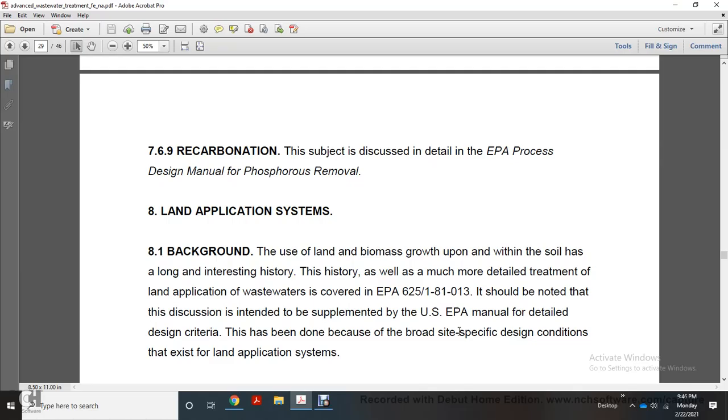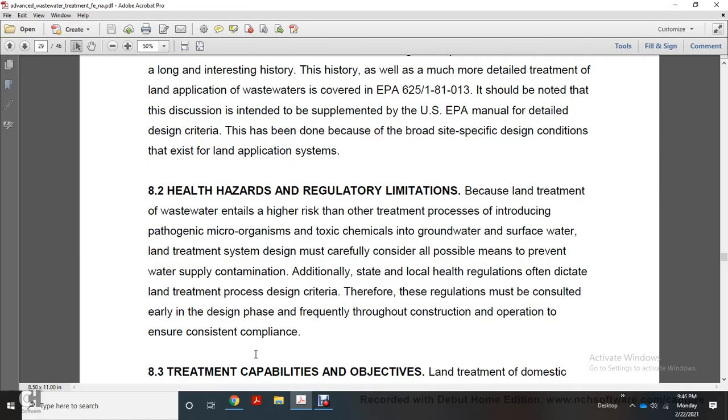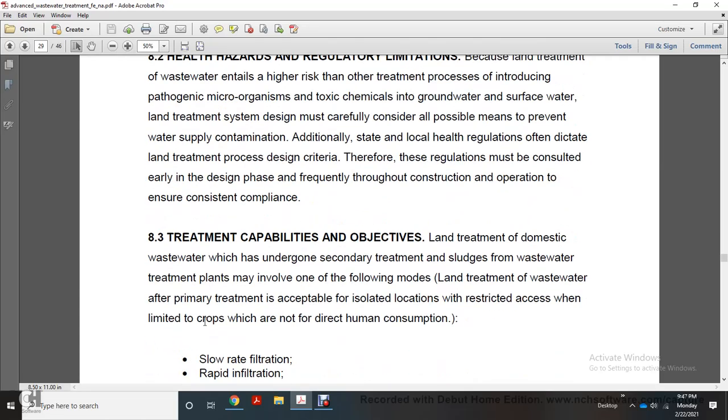This has been done because of the broad range of specific design conditions of existing land application systems. Health regulatory limitations apply because land treatment of wastewater entails a higher risk than other treatment of introducing pathogenic microorganisms and toxic chemicals into groundwater. Land treatment system design must carefully consider all possible dangers to prevent water supply contamination. Additional state and local health regulations often dictate land treatment design criteria. Therefore, these regulations must be consulted early in the design phase and frequently throughout construction and operation to ensure consistent compliance.